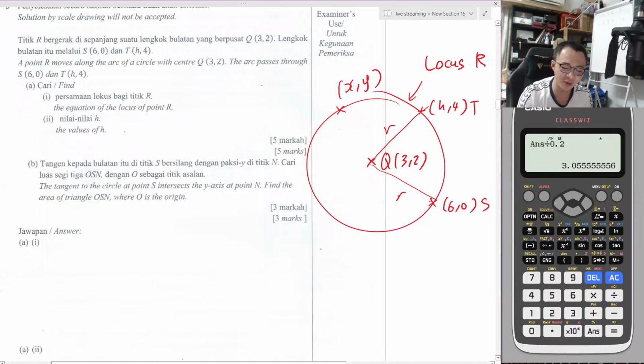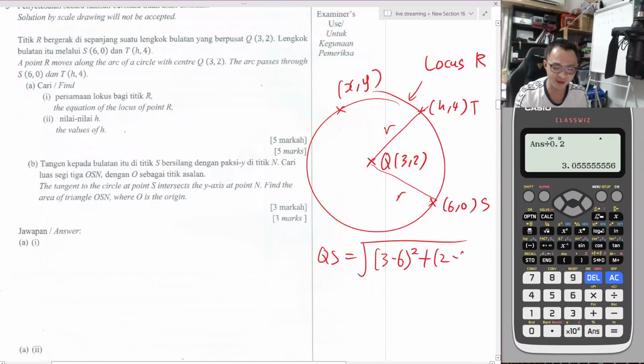So I want to find the QS first. So I will get the distance of QS. Use the distance formula. So it will be (3 minus 6) squared plus (2 minus 0) squared. So it's about 9 plus 4, 13, square root 13. Alright, so the radius here is square root 13.